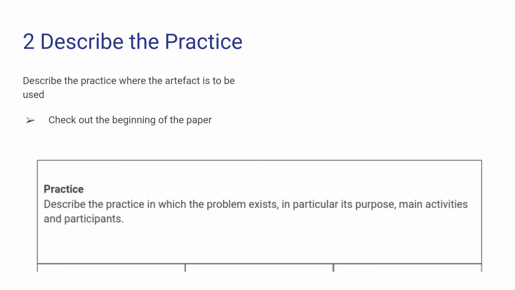Then we move right away to step 2 here, and it's about describing the practice. This artifact is going to be used in some situation, in some context, in a practice. So it's important to get a grip on this practice right away. So you can just check out the beginning of the paper. Typically, the practice is described there, and you should describe its purpose, the main activities, and participants.